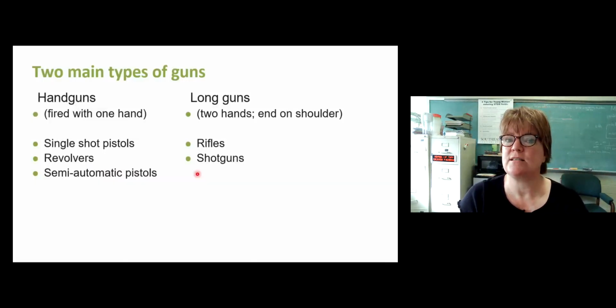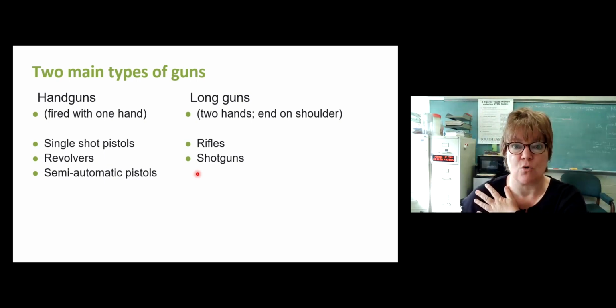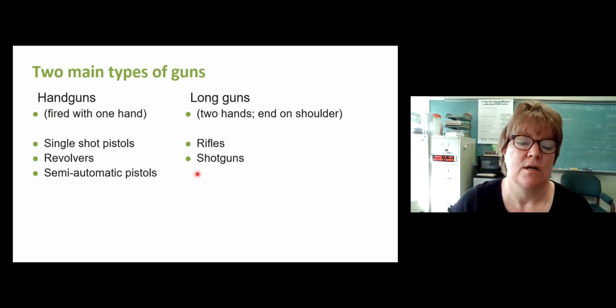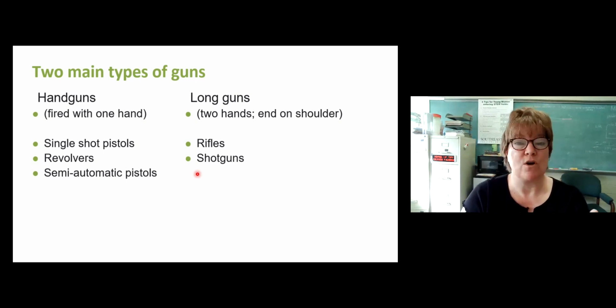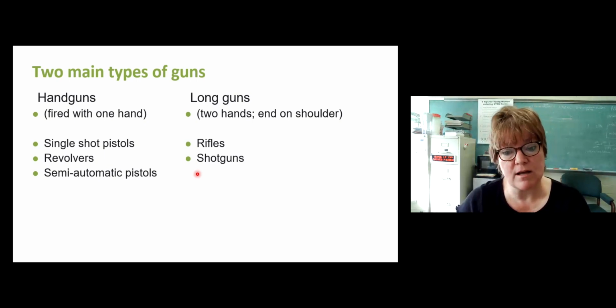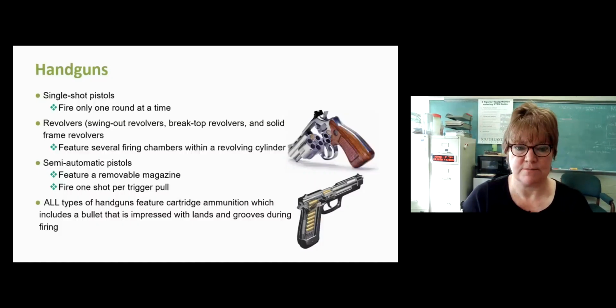Now, we generally break up guns into two classes, handguns and long guns. Handguns are designed to be shot with one hand, hence the name handgun. Long guns are designed so that they need two hands, one to hold the barrel and one to brace it against a shoulder or something, because they're much longer. They generally need a hand to hold and a hand to activate the trigger. So when we talk about handguns, we're talking about single-shot pistols, revolvers, and semi-automatics. And on long guns, we're talking about rifles and shotguns.